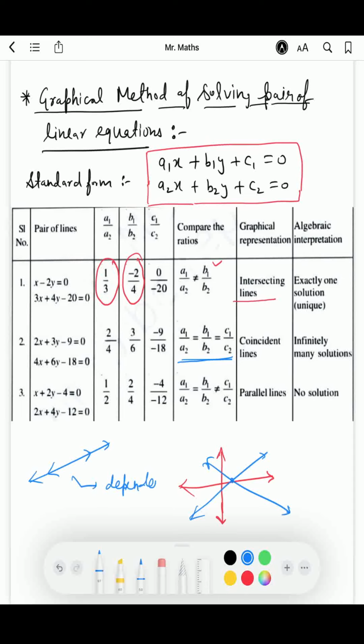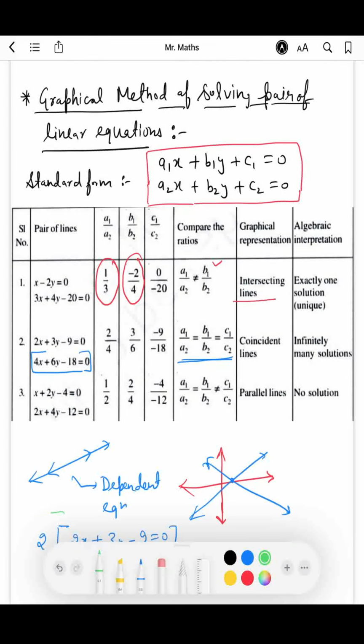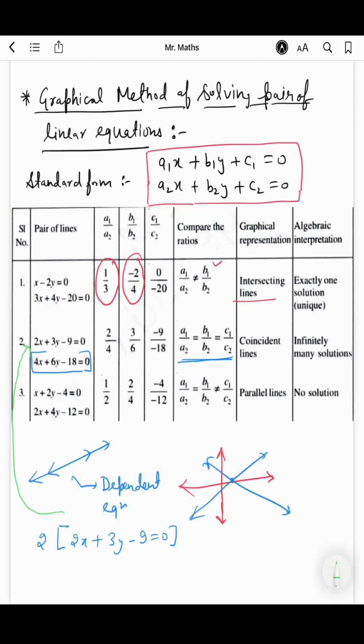We call these equations dependent because they are dependent on one another. One is represented as a multiple of the other. We can easily see here in this equation, if we take 2 common from the whole equation, it will be 2x plus 3y minus 9 equals 0, which is equal to the first equation in this case. So the second equation is dependent on the first equation because it is a multiple of 2, it is 2 times the previous equation.